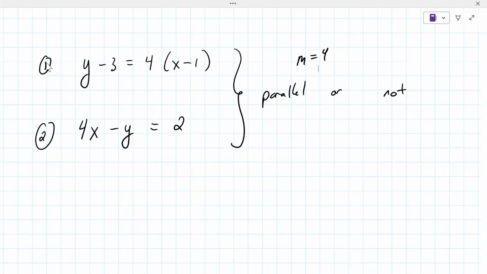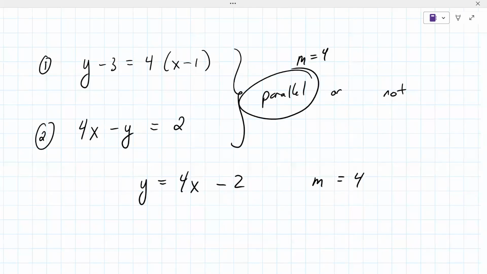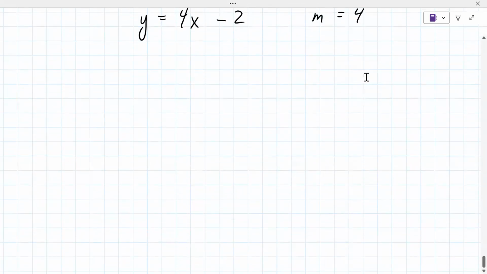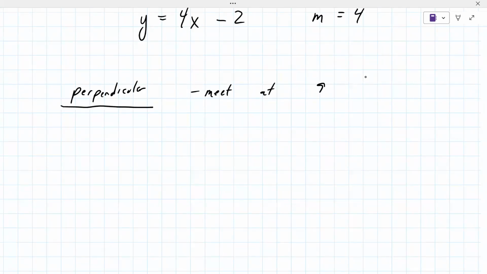Alright, I got y equals 4x minus 2. Okay, I agree. And what is the slope of this one? 4. Good. These are parallel. Mhm. All right. Now, there's another thing that they could be. It could actually be a lot of things. So the next type of thing you'll see in this is perpendicular. And you'll see that a lot in geometry. Perpendicular means that they meet at a 90-degree angle. You'll see that in geometry.